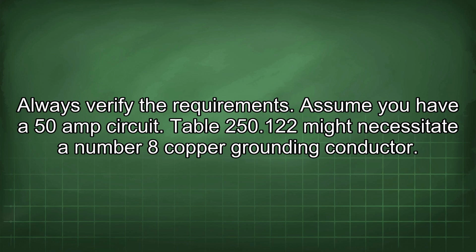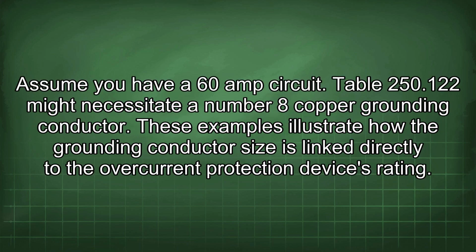Always verify the requirements. Assume you have a 50 amp circuit. Table 250.122 might necessitate a number 8 copper grounding conductor. Assume you have a 60 amp circuit. Table 250.122 might necessitate a number 8 copper grounding conductor. These examples illustrate how the grounding conductor size is linked directly to the overcurrent protection device's rating.